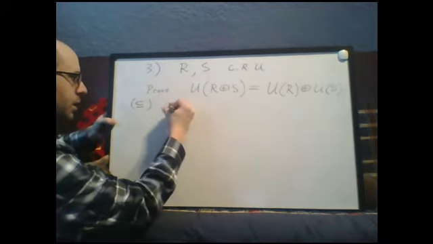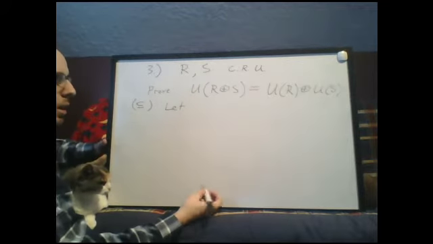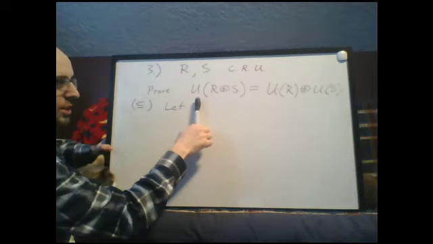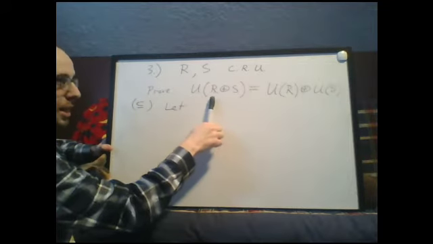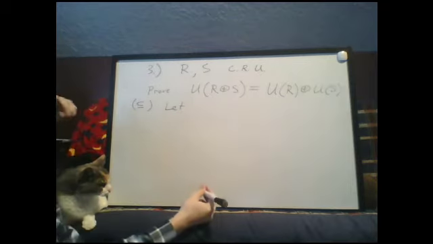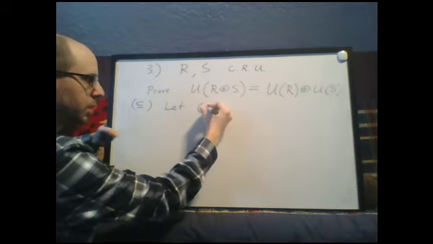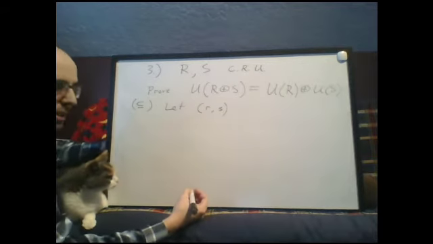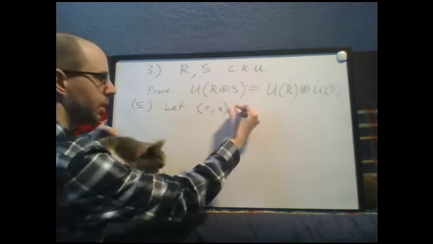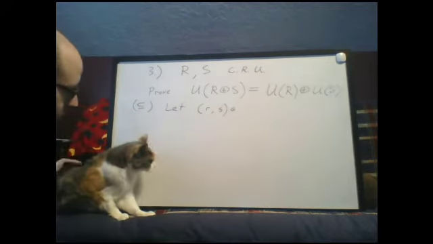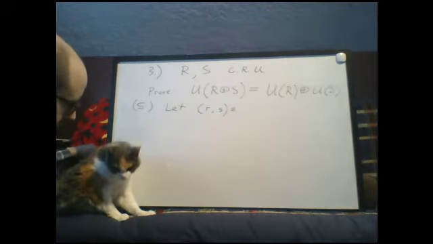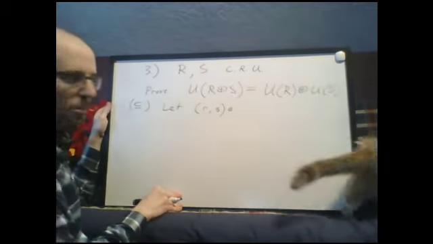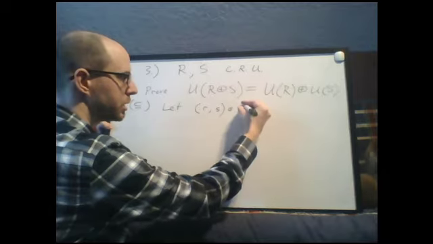Let's do this containment first. So this containment means I start with an element of the left side and I show it's contained in the right side. All right, so let an element be contained here. If it's a unit of R plus S, that means it's an element of R plus S, so let's write it as an ordered pair. If you're in R plus S, it's an ordered pair. Let (r, s) be an element of U(R ⊕ S).